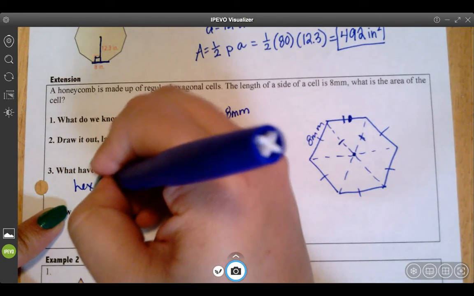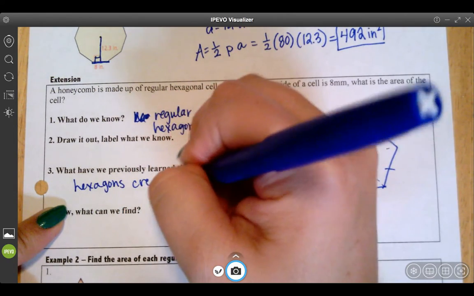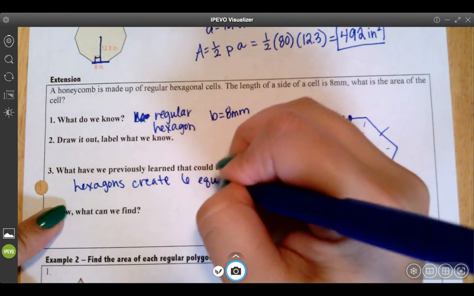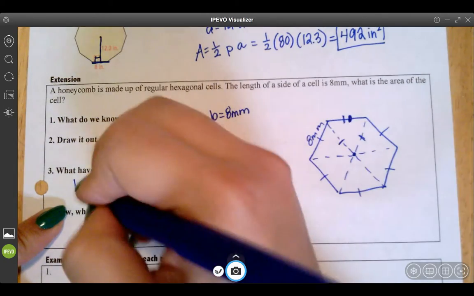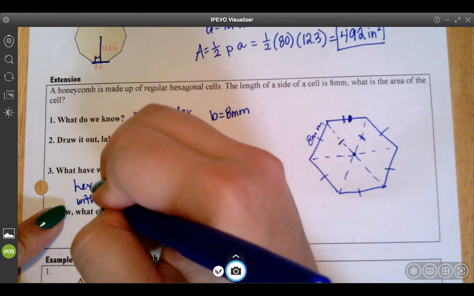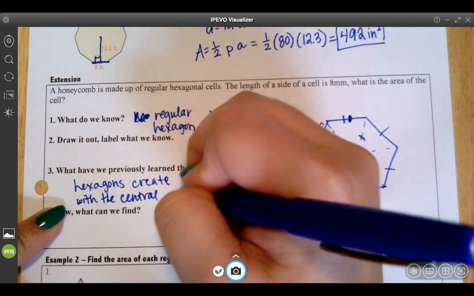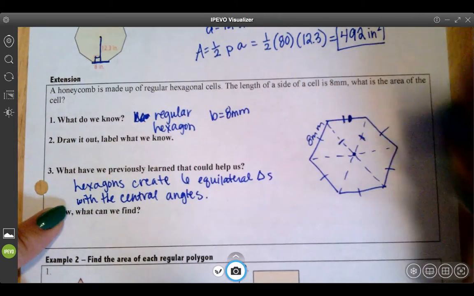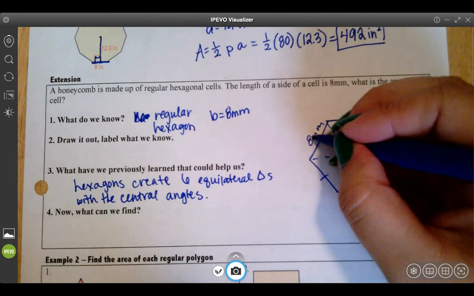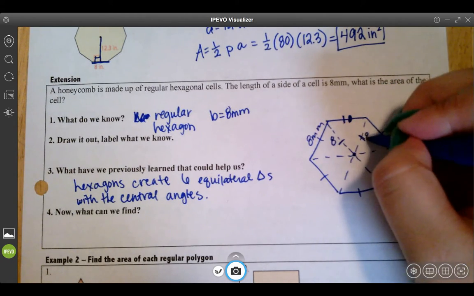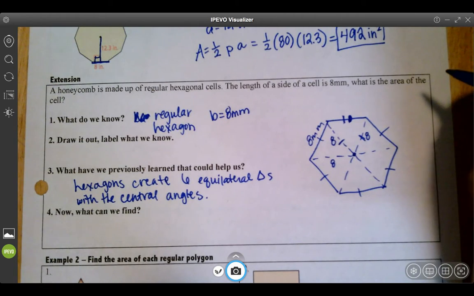Hexagons create 6 equilateral triangles with the central angles. Why is that helpful? Well, if we know that this is 8, this is 8, this is 8, all of these are 8 millimeters, then we can find the apothem.